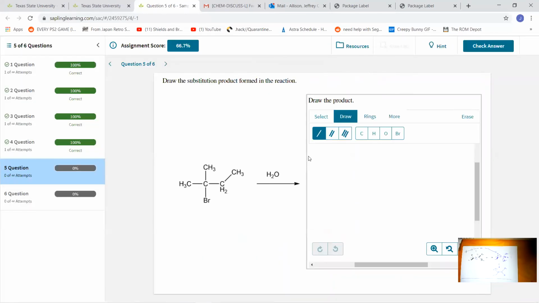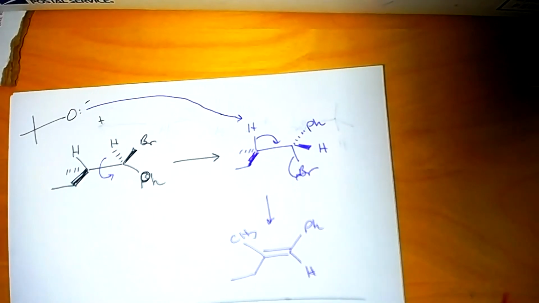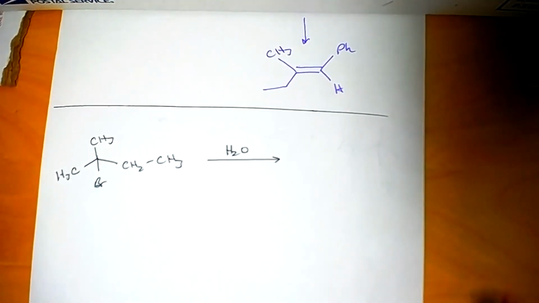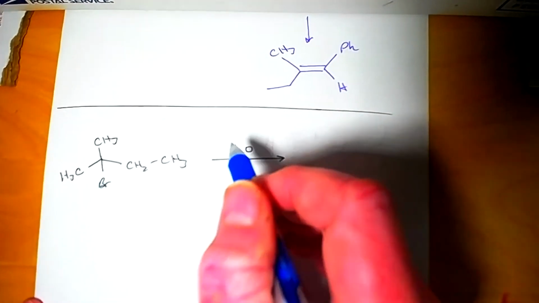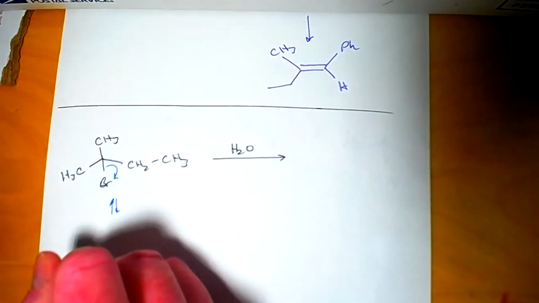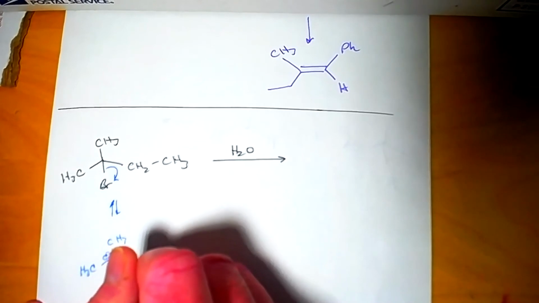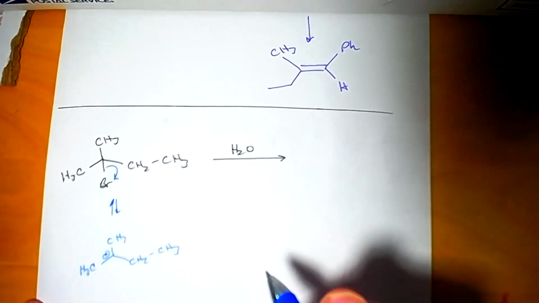Now this question, I picked this one because this one is showing all the hydrogens, and sometimes you do see questions like this where they want you to pencil in all the hydrogen atoms and they say draw the substitution product. So for this question, I drew this out here. What you're thinking here is that water is a bad nucleophile, it's a bad base. So if the bromine leaves, that's going to give me a carbocation. And that carbocation will be tertiary. So it looks like this.